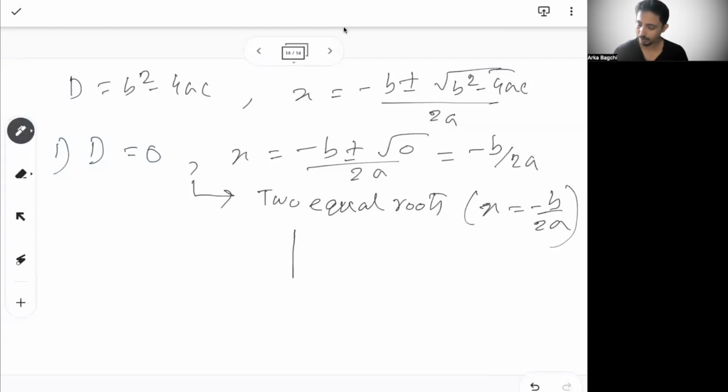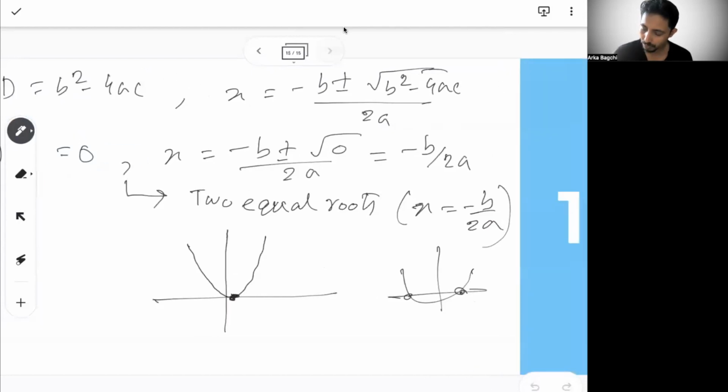So how to present it in a graph? It will be 1 point. It will be just touching the x-axis. Previously, we have seen graphs where there are two solutions, but here we have one value but two roots. So that means it will be just touching the x-axis. That's the root. That's the nature when D equal to 0. Okay, now let's move on.